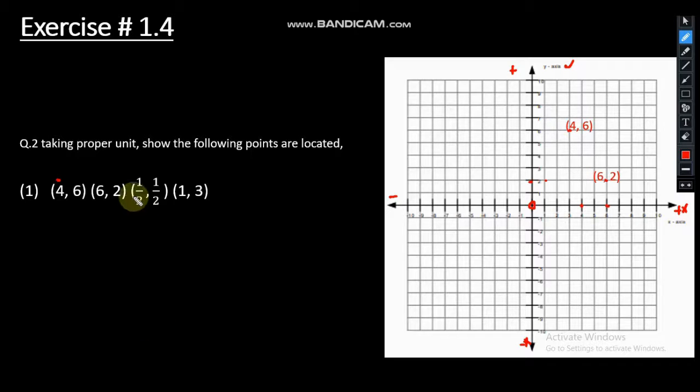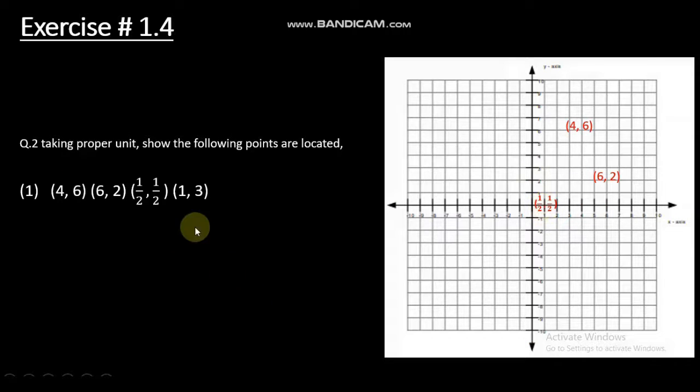Now 1 over 2 and 1 over 2, which also means 0.5 and 0.5. The distance from here to here is 1, so 0.5 is actually half of this and half of this. So we can write here both are in the positive quadrant. You can write here 1 over 2 and 1 over 2 in this form.